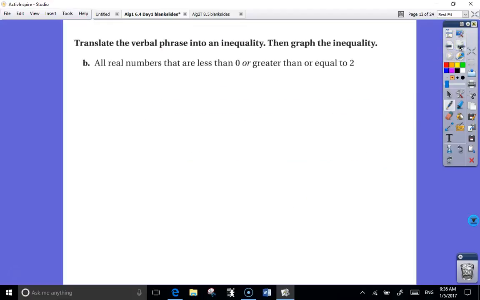Okay, so now translate the verbal phrase into inequality, then graph the inequality. All real numbers that are less than 0 or greater than or equal to 2. How do I write all real numbers that are less than 0? X is less than 0. Okay, how about all real numbers that are greater than or equal to 2? X greater than or equal to 2. Now, the word is or. So what does that mean? We need just one to be true for the whole thing to be true.